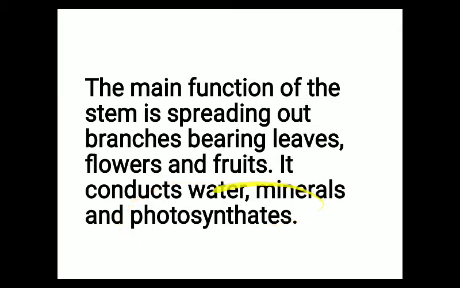What is the meaning of photosynthate? The end product of photosynthesis is known as photosynthate. And what is the end product of photosynthesis? Glucose is the end product of photosynthesis. As the formation of glucose takes place, it gets converted into starch. And in the form of starch, it is transported to different parts of the plant with the help of the stem.